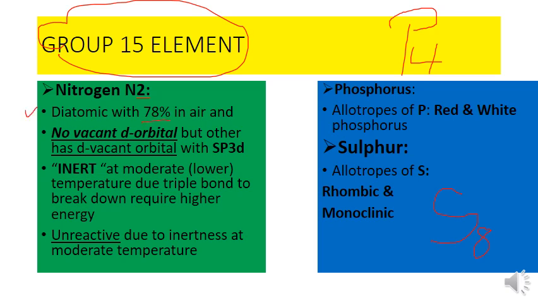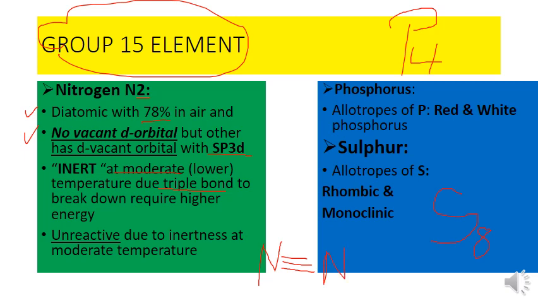Another special feature is that nitrogen has no d-orbitals, but the others have d-orbitals. Also, at moderate and lower temperatures, nitrogen acts as inert, due to its triple bond.